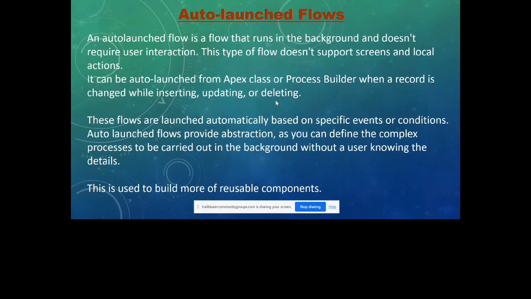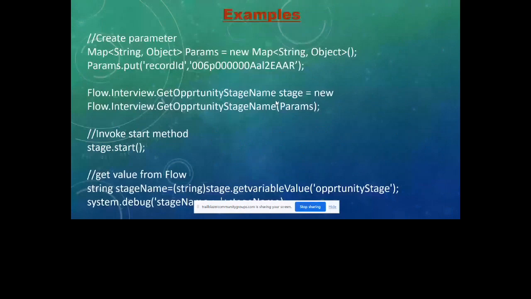So these auto launch flows are basically background flows which don't have any kind of UI. You cannot create a UI on auto launch flows, and you can call them from any other places. They are majorly generic, reusable flows which we create and we can call from different places. Now here is one example of how you can invoke an auto launch flow from Apex.